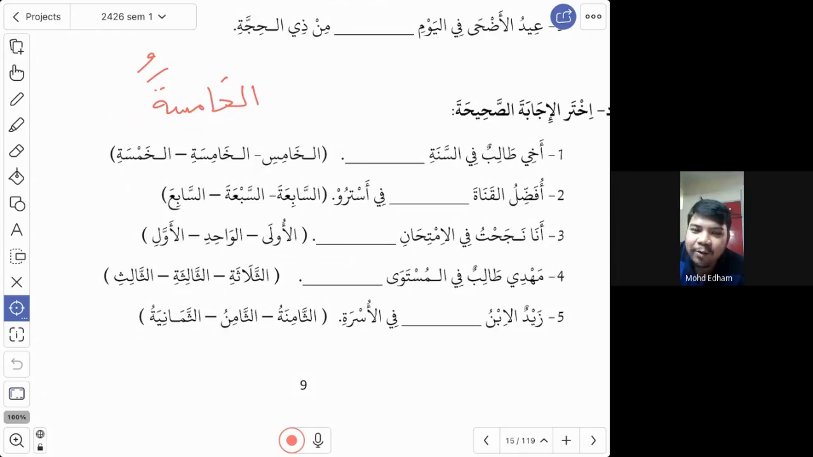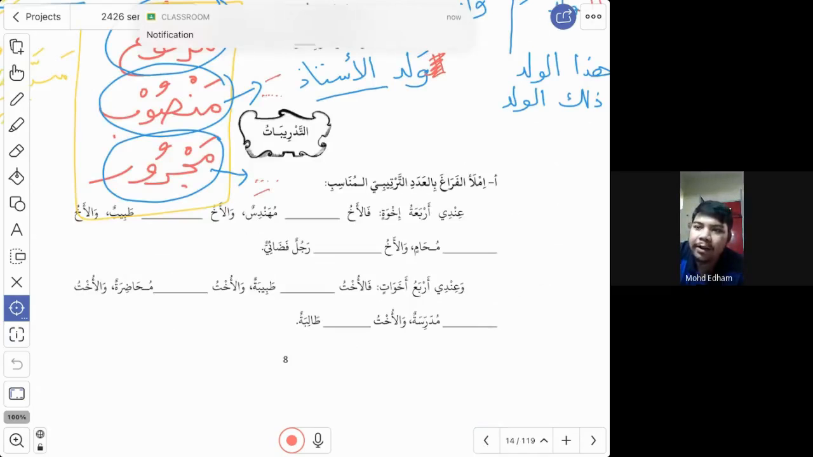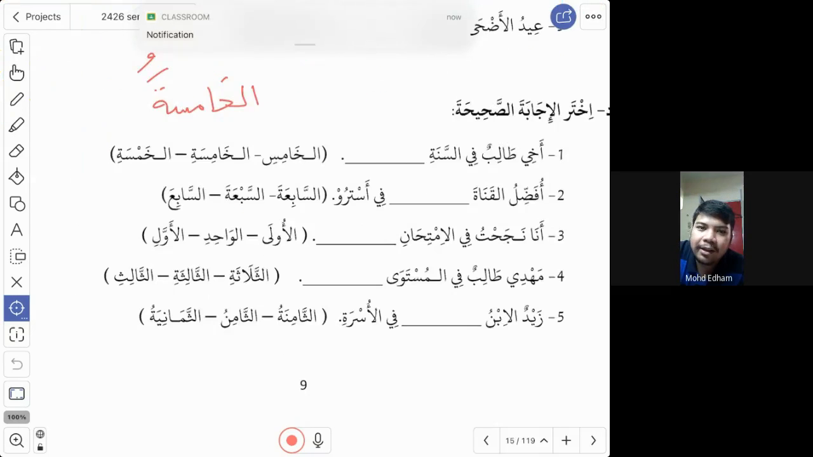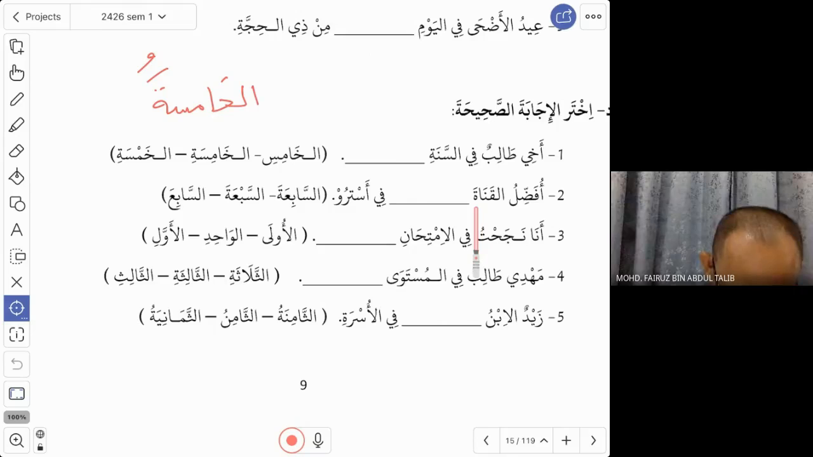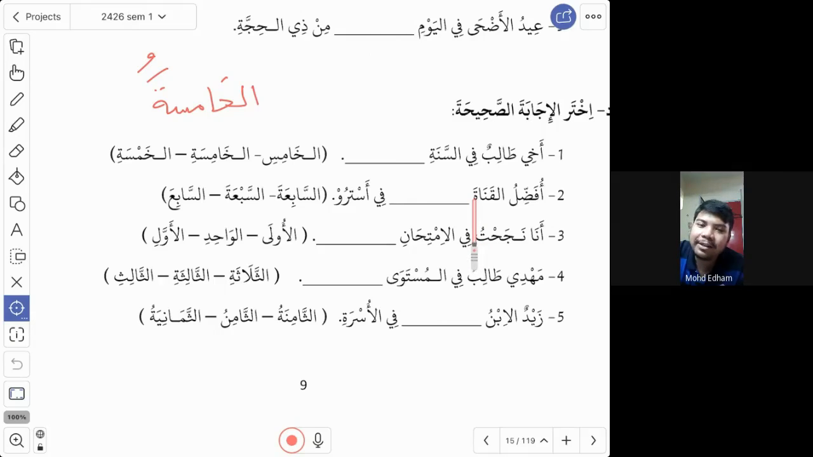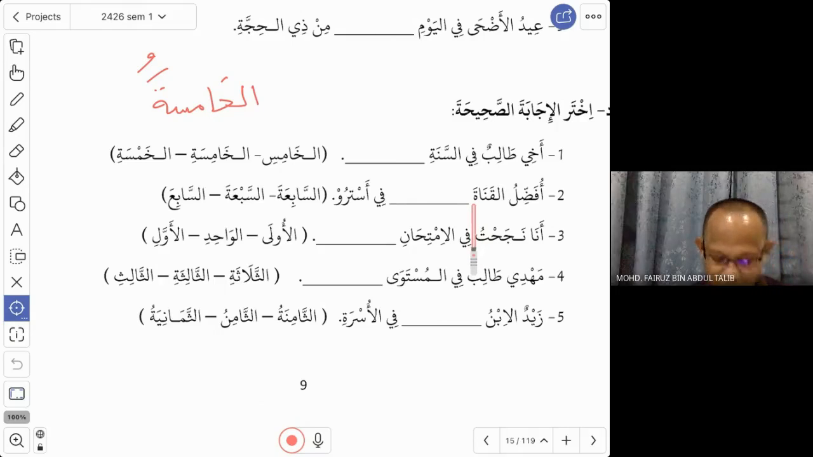It's about the question number 2. Ufaddilul qanata. The end of the word is read as fathah, right? Yes. So why is that? Okay, good question. So Idham is asking this question, referring to question number 2. Ufaddilul qanata. So the question is, why does this word end with fathah? Why not qanatu? Why not qanati? Okay, very good question. Let us check.